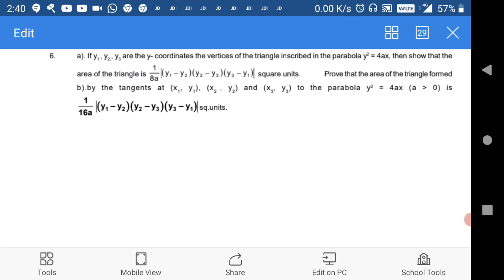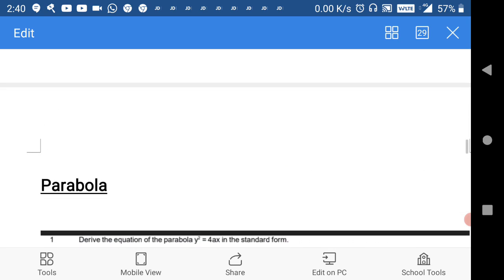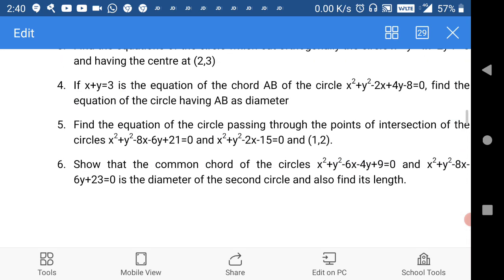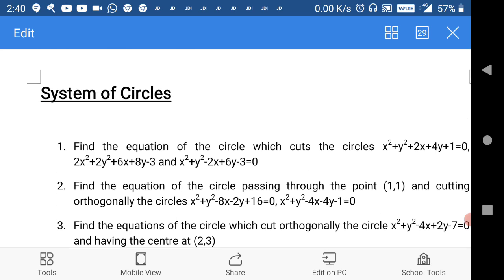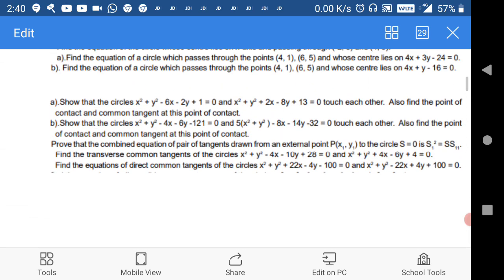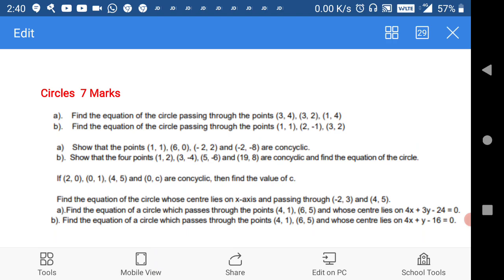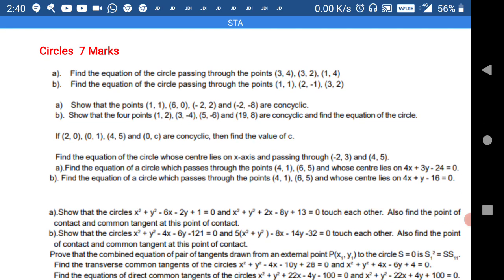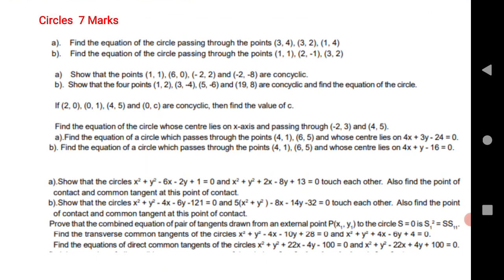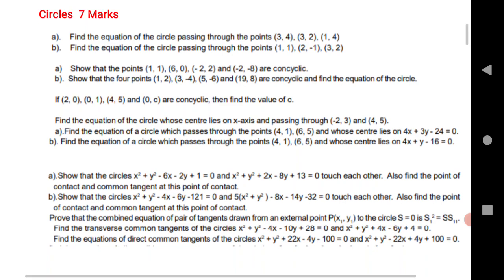And the next is parabola. The next chapter is system of circles, which is only for TS students, not for AP students. All the remaining questions are for both the states, that is, common questions. These questions are very important, students. Practice these questions, we are expecting some good marks. I am sure if you practice this, it will fetch you 35 out of 35 in your board exam.